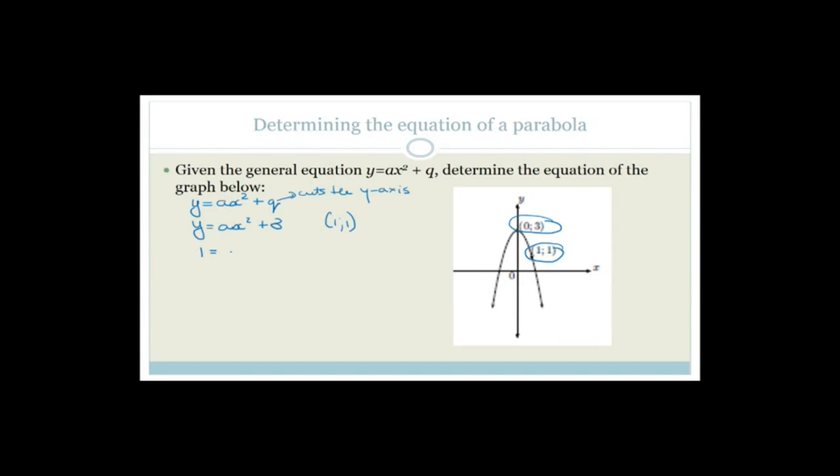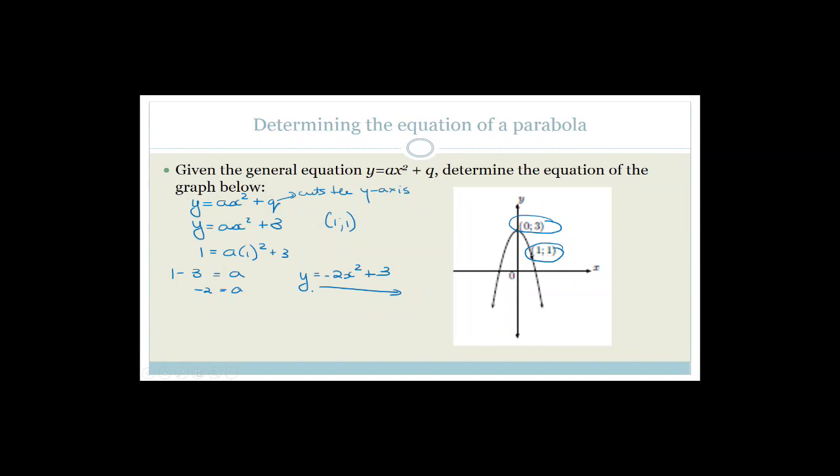So we've got 1 is equal to a times 1 squared plus 3. So 1 minus 3 is equal to a. So a is equal to negative 2. And again, I'm happy because this is obviously a sad parabola, which means my a should be negative. And my final equation is y is equal to minus 2x squared plus 3.